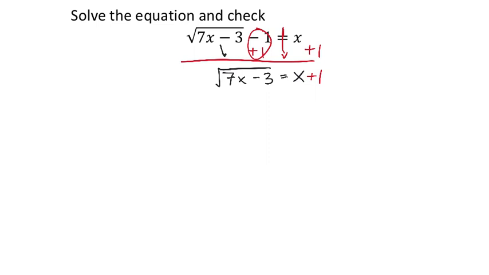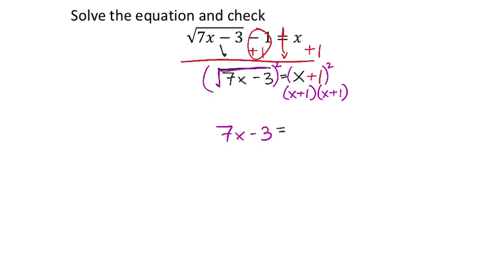So now that I've got it this far, let's take both sides. Since I've got a square root, I'm going to square both sides. But now we've got a binomial that's being squared. The good news is that the exponent 2 and the square root get rid of each other. So I at least have the 7x minus 3 there on the left. And it's going to equal, but I have to take this x plus 1 and square it, right? So I have to multiply it by itself.